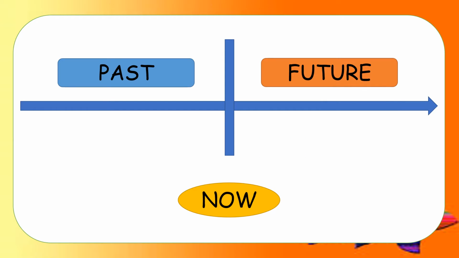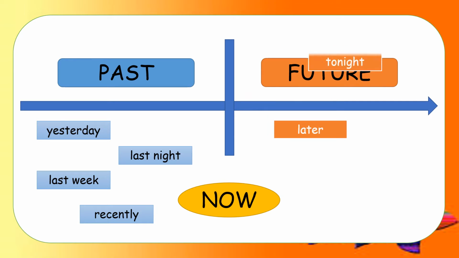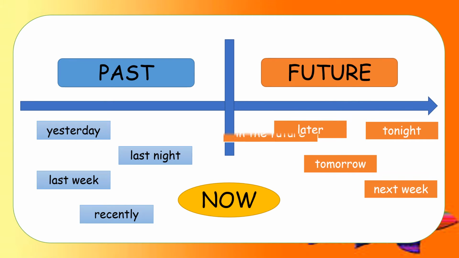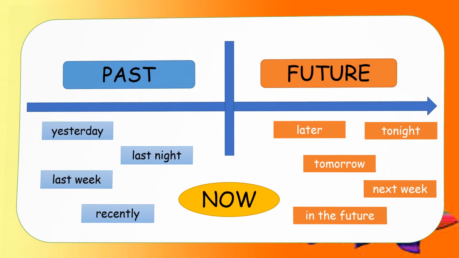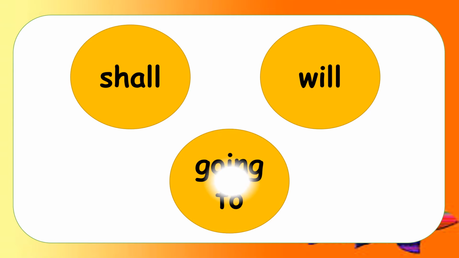When I say past, activities that took place yesterday, last night, last week, recently, or just now. And when I say future, everything that will happen later on, tonight, tomorrow, next week, in the future. In talking about future events, we have to use shall, will, or going to.